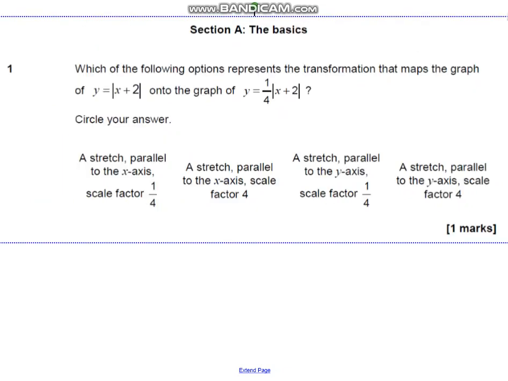So first one, you might of course be a bit like, what on earth are these funny lines here? And that's a modulus function that we will meet in year 13, but it doesn't really matter what that function is, it's the same in both things, and the fact that you've got the quarter there means you must have a stretch parallel to the y-axis. And the scale factor will be wherever that number happens to be, and so it was that option there.